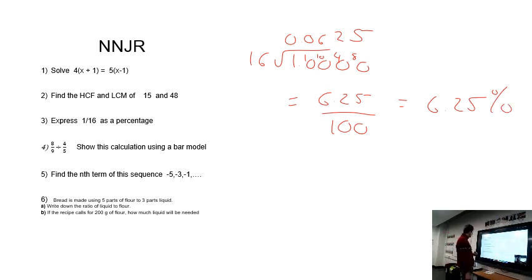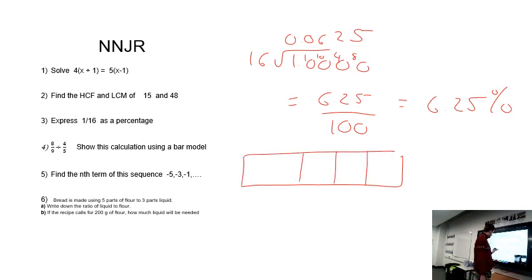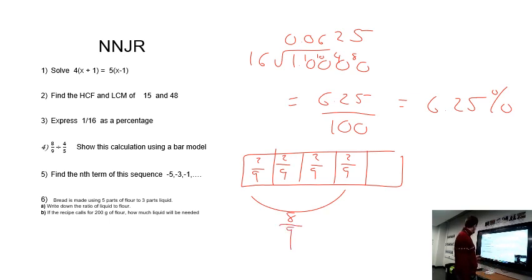Okay, 8 over 9 divided by 4. Show this calculation using a bar model. Okay, so we're going to do some drawings here. So here, let's draw a nice bar model. Okay, so they're all nice and equal. And so 4/5 of this entire shape is 8/9. So here, this is going to be 2/9. This is 2/9. This is 2/9. This is 2/9. So all of this is 8 over 9. And we want to find the entirety of the bar model. So this is 8/9. So this part here would be 2 over 9. So the entirety of this would be 10 over 9.